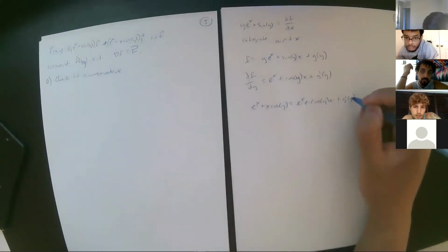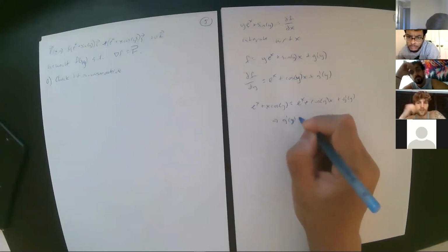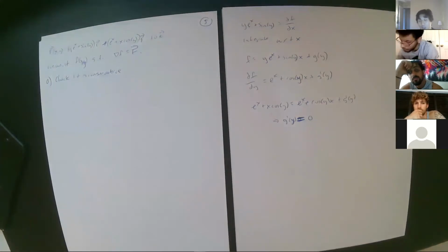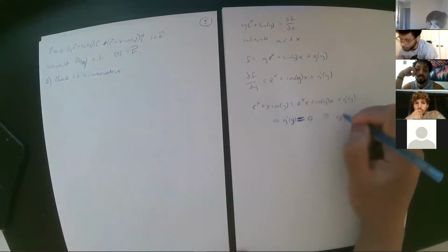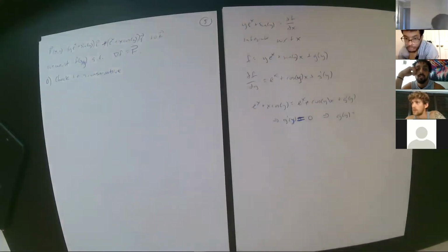What does that tell us? g prime of y is 0. So what does that tell us about g of y? This implies that g of y is... what functions have derivative equal to 0? Constants. An infinite number of constants. What kinds of functions? Linear ones? Not true, only some linear functions.